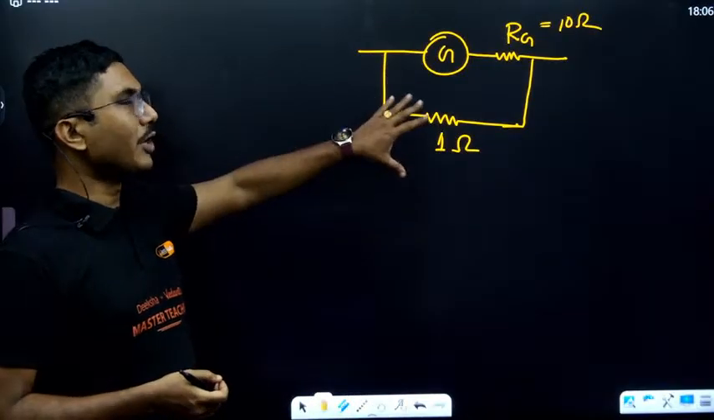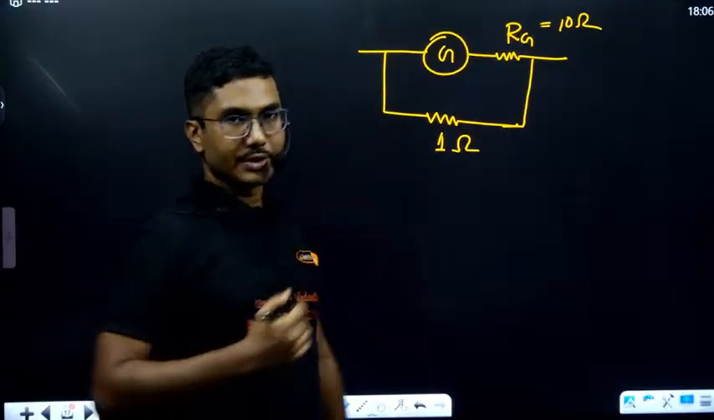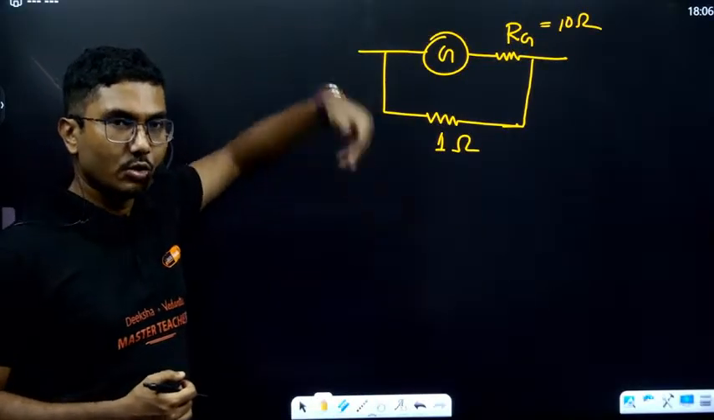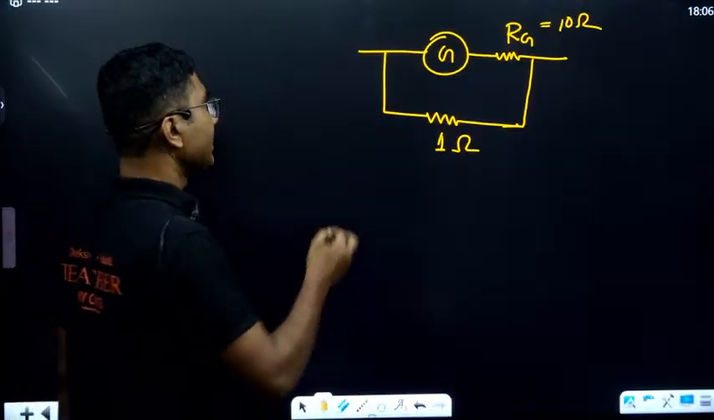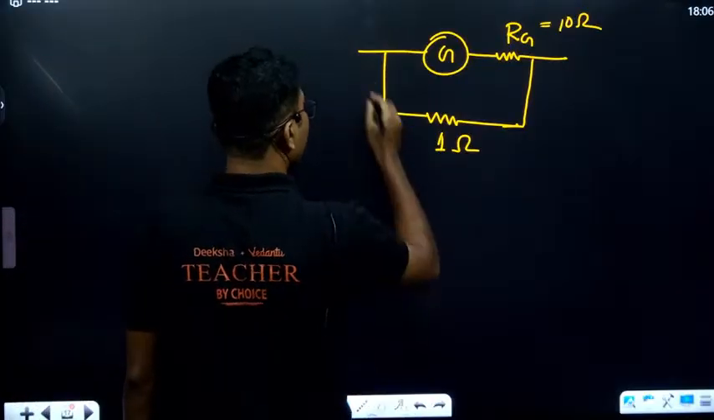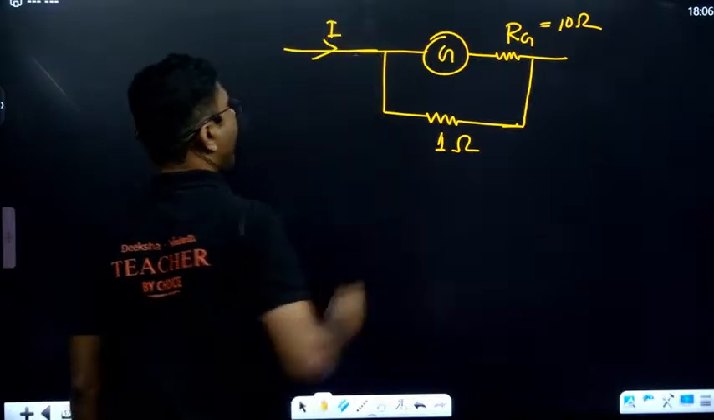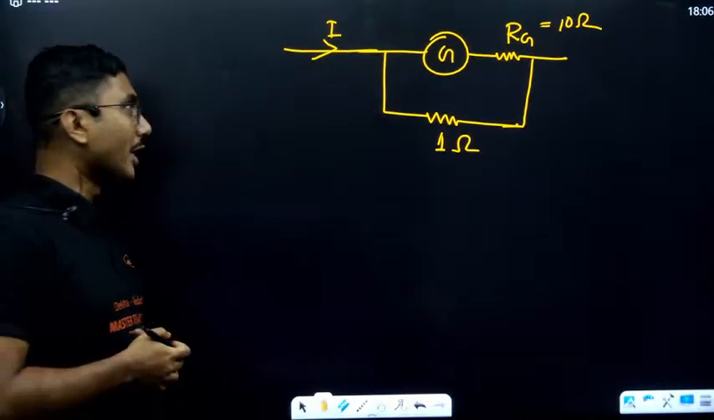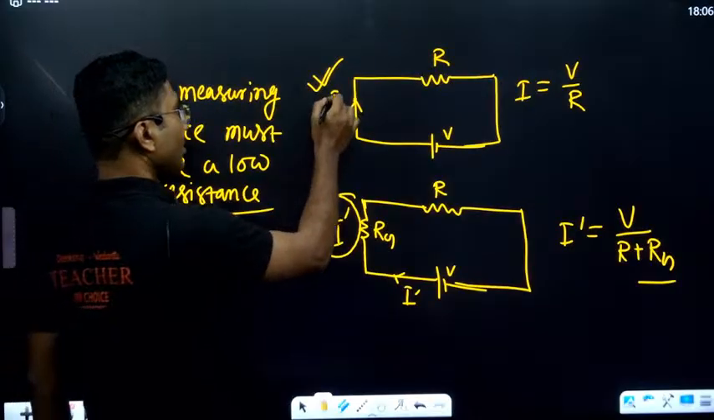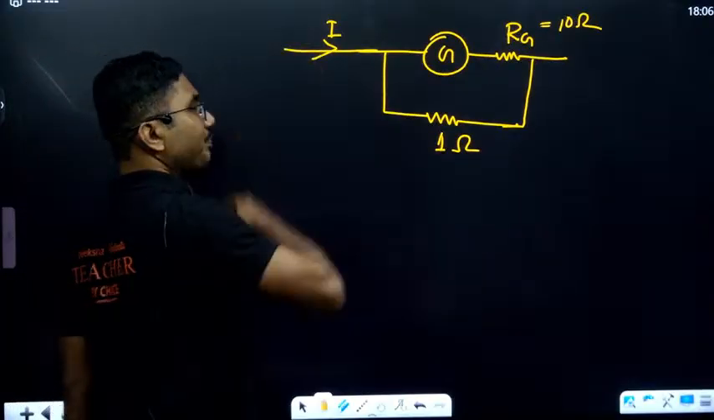That means we want a device which actually gives you lower resistance. That's why it is called a shunt. A shunt is a path through which the extra current can be siphoned off. Now suppose the current which was coming towards the circuit, the current which we want to measure in the circuit, is given by, say, I.